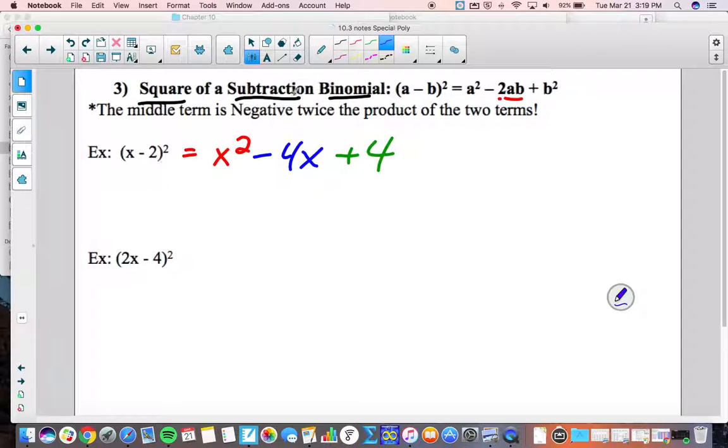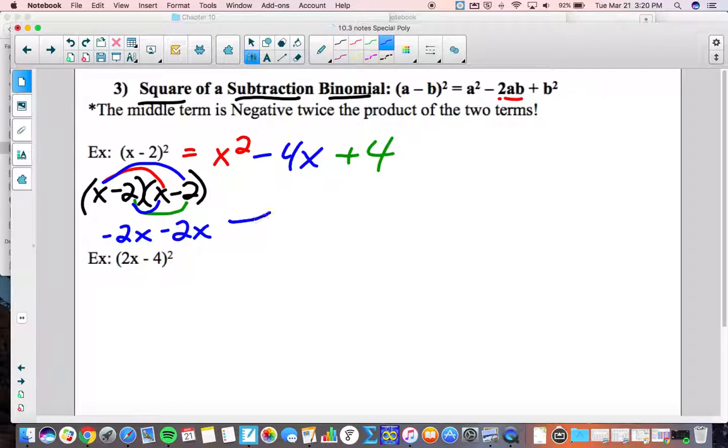So how does that work out? Let's expand this and just double check. We get x minus 2 times x minus 2. Here we get x squared, boom. In the back, when we do the last, we get negative 2 times negative 2. That's a positive 4. Then in the middle, we would get a negative 2x, and on the outside, we get a negative 2x. Hey, that equals negative 4x. Beautiful. Let's do it one last time.